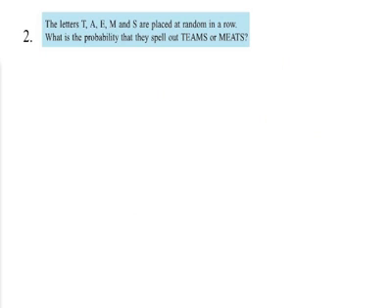In the second example problem, we're going to use permutations instead of combinations. Let's read through the problem. We have the letters T, A, E, M, and S, and they're placed at random in a row. Think again of our Scrabble tiles. What is the probability that they spell out teams or meets when they're placed in a row? Okay, because we are talking about things, in this case, letters, and order matters because we need to spell a word, teams or meets, I'm going to use permutations.